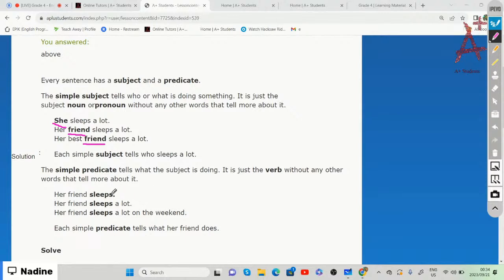The verb here is just sleeps, because that is the verb. We need to identify the verb. Her friend sleeps a lot. What is the friend doing? Sleeps. Her friend sleeps a lot on weekends. Nope, we only select the verb, which is sleeps. Each of these simple predicates tells us what the friend does. She sleeps, without all the other information, only the verb.